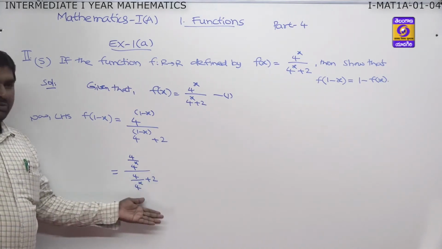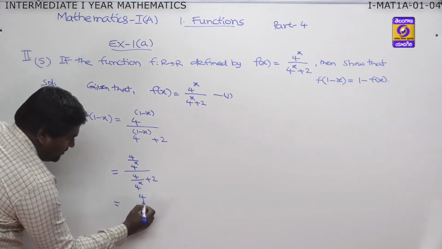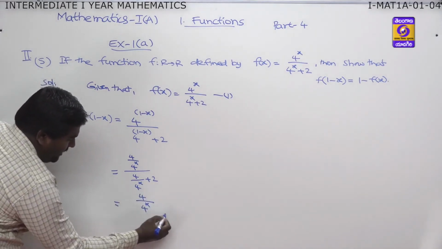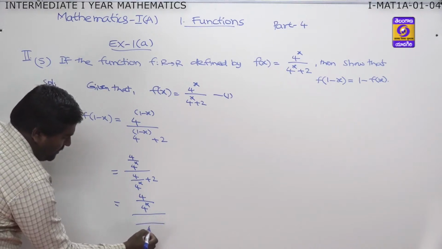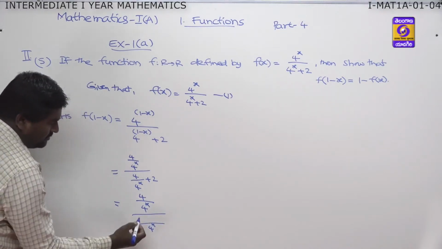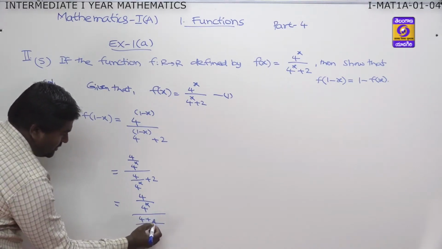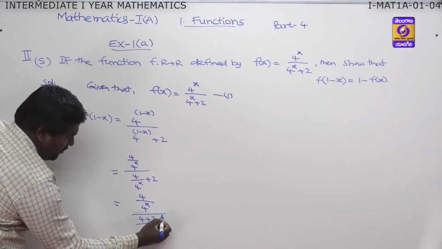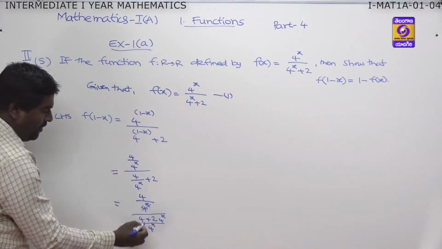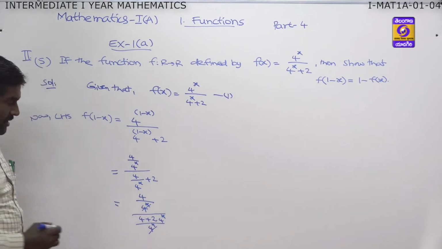It is 4 by 4 power x by LCM is 4 power x. It is 4 plus 2 into 4 power x. 4 power x gets cancelled.